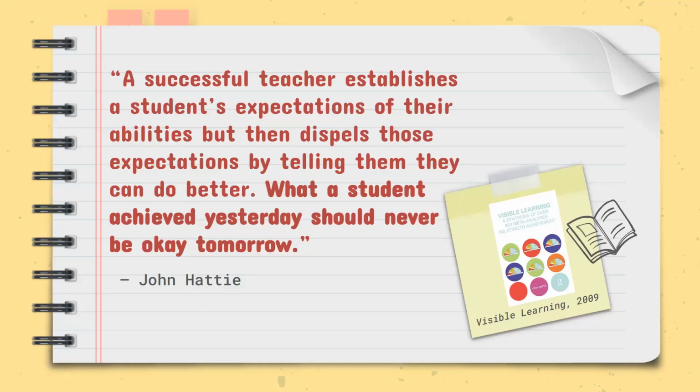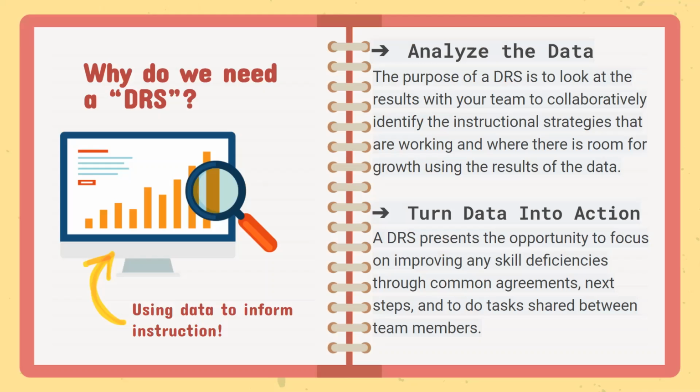This is a quote by John Hattie, author of the book Visible Learning, and he states, "A successful teacher establishes a student's expectations of their abilities, but then dispels those expectations by telling them they can do better. What a student achieved yesterday should never be okay tomorrow." And this is the purpose. This is why it is essential to review student data as a team to ensure that students' achievement levels from yesterday continue to improve tomorrow.